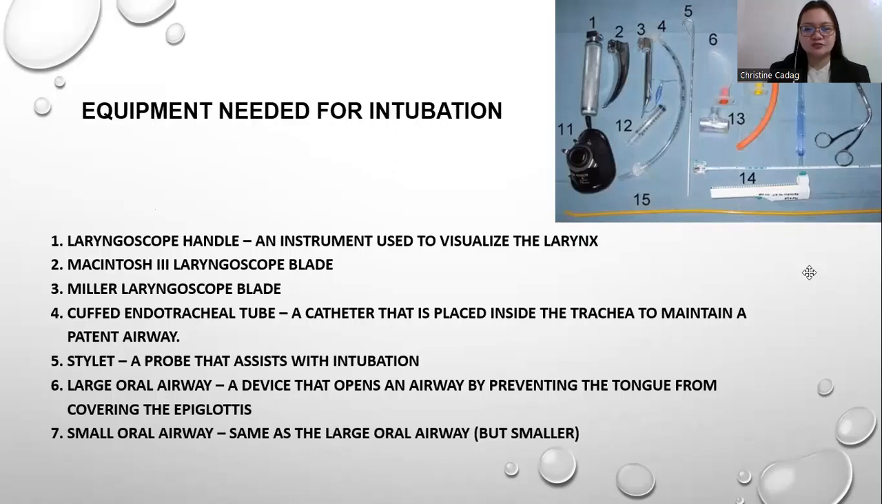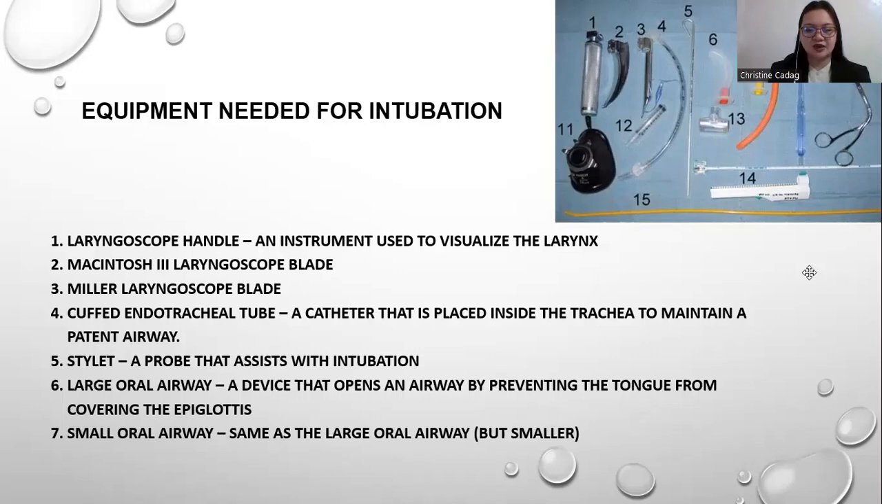Next is the endotracheal tube, a catheter that is placed inside the trachea to maintain a patent airway. The endotracheal tube also comes in two types, cuffed and uncuffed. Usually, cuffed is used for adults, while for children and pediatrics, it depends on the age. You can use cuffed and uncuffed. Stylet, a probe that assists with intubation. It is also called a guide wire.